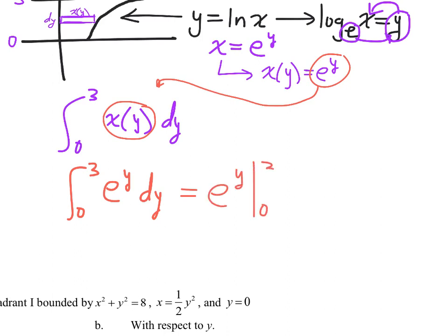on the interval of 0 to 3. So we're looking at e to the 3 minus e to the 0th, which would be e to the 3rd minus 1.